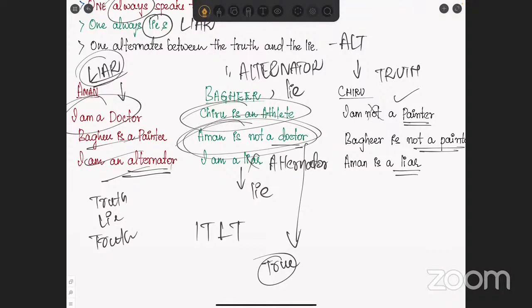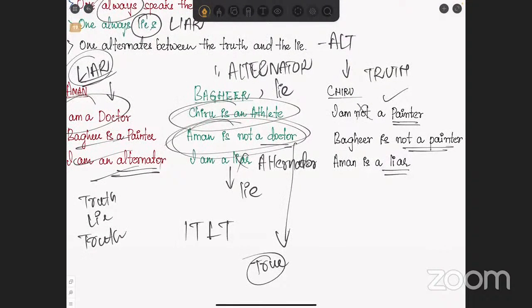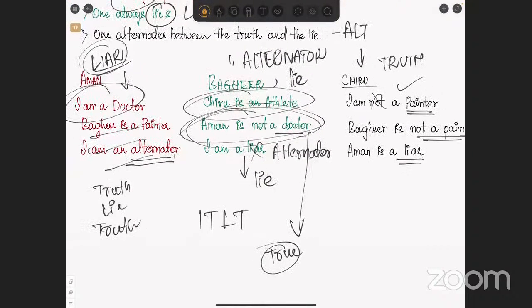Baghir is not a painter, which is also true. That means Baghir is the athlete. Aman is a liar. Aman is not a doctor. Aman is in fact the painter based on Chiru's statement. And Aman is already proved as a liar. And Baghir is also not a painter. But if Baghir is not a painter, then who is the painter? Aman. Then who is the athlete? Athlete will be Baghir.